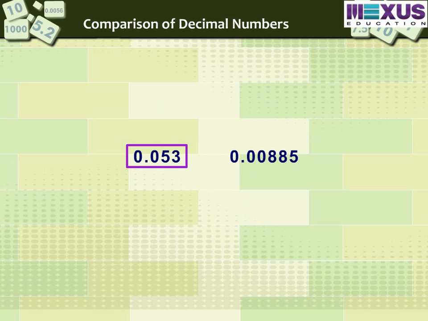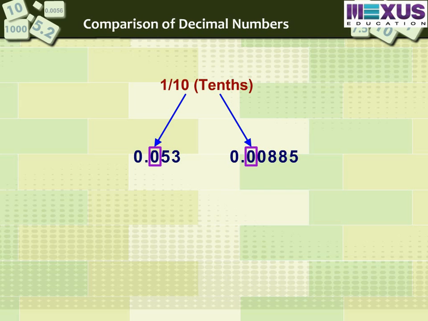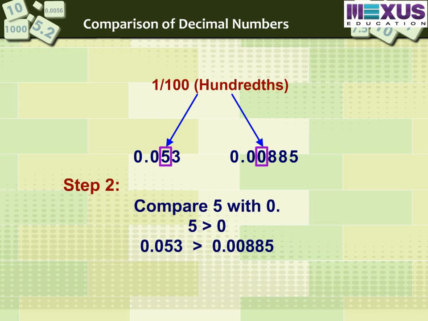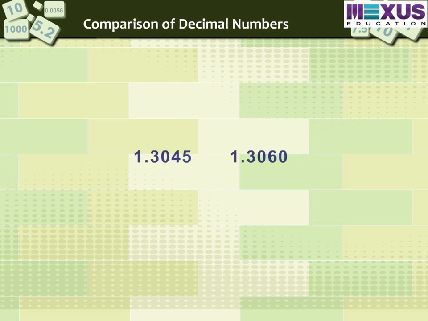Now let's compare 0.053 with 0.00885. In such cases, it may not be obvious which one of the numbers to the right of the decimal point is bigger or smaller. So in this case, compare each digit to the right of the decimal point, starting with the tenths place. If the digits in the tenths place are equal, compare the digits in the hundredths place, and so forth. For instance, compare 0.053 with 0.00885.